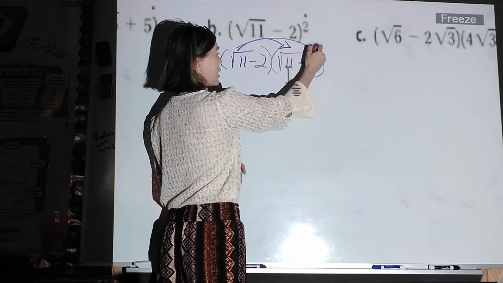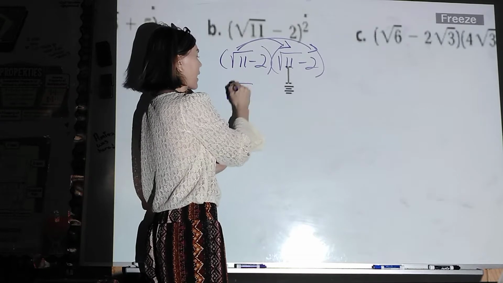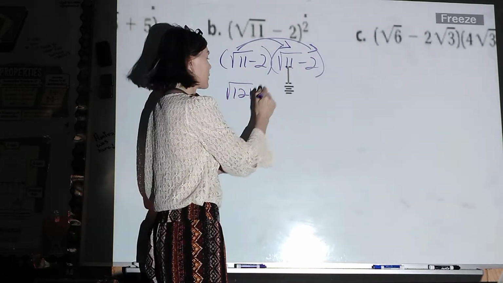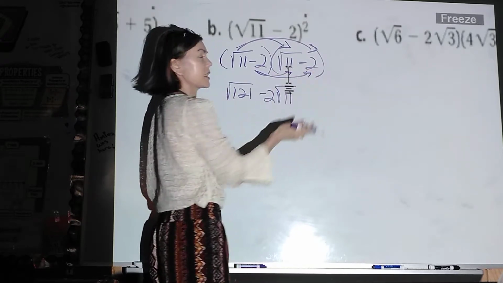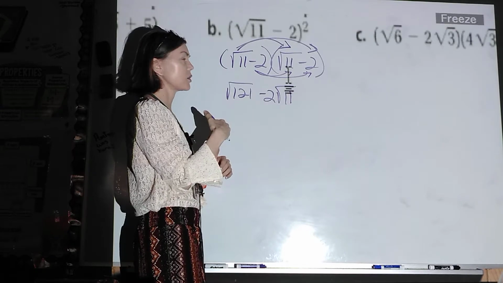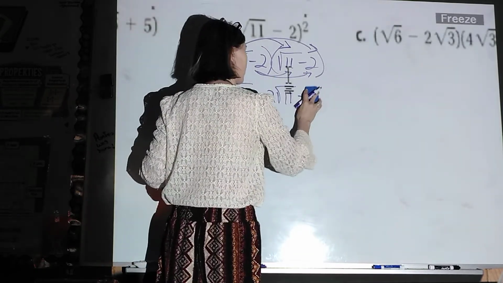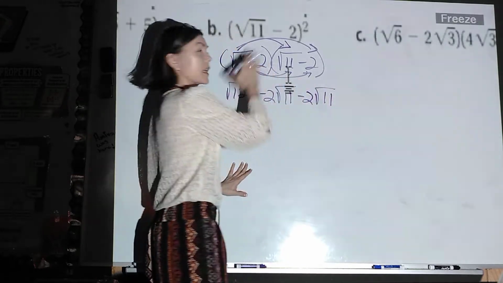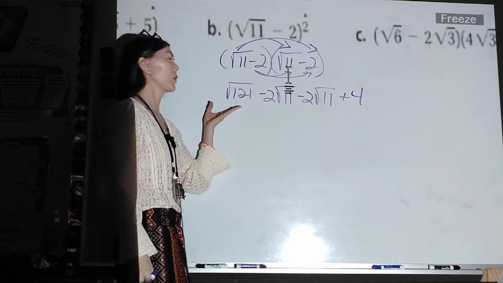Draw our arrows 1 and 2. Okay? Radical 11 times radical 11 gives you radical 121. Radical 11 times a negative 2 is negative 2 radical 11. Take the second term, multiply it to these two terms. Negative 2 times radical 11 is negative 2 radical 11, and a negative times a negative gives you a positive. There you go.